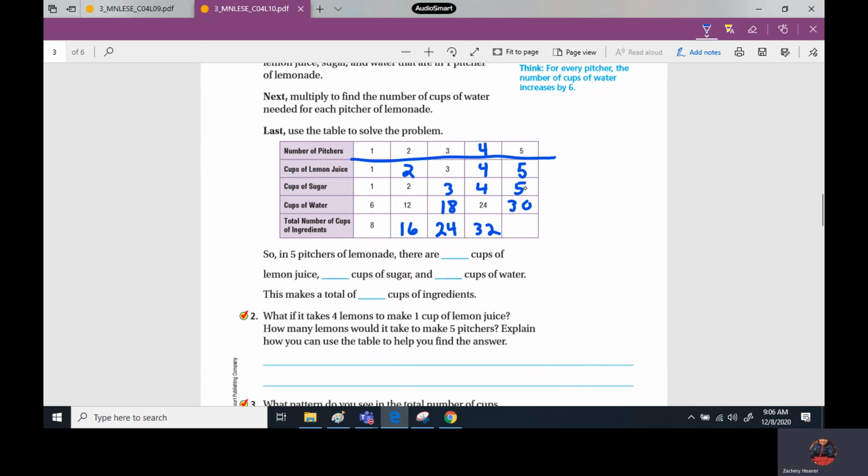And 5 plus 5 is 10. 10 plus 30 is 40. And also, we're skip counting 8. 8, 16, 24, 32, 40.